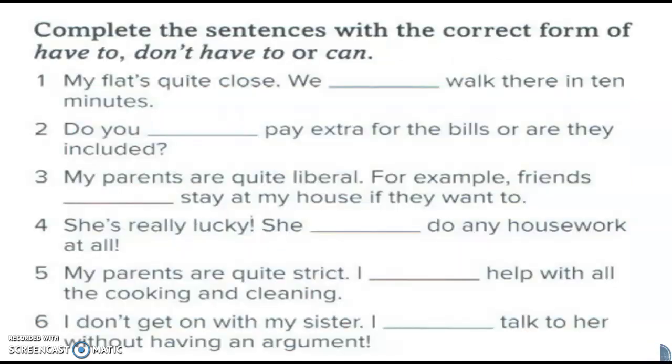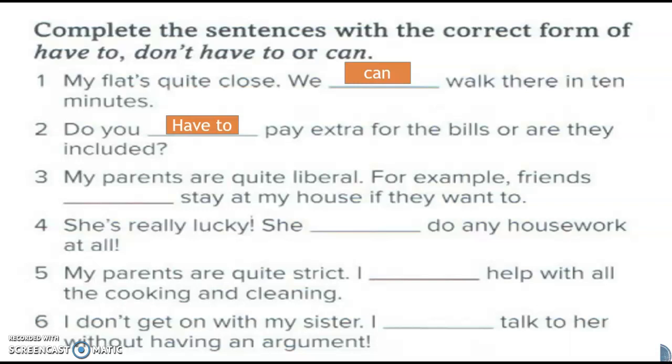Let's go to the exercises. Here you had to complete these sentences using the correct form. So, my flat's quite close. We can walk there in 10 minutes. It means that we are able to walk only 10 minutes and you are going to get there. Number 2. Do you have to pay extra for the bill or are they included? It means that it is necessary to pay extra.